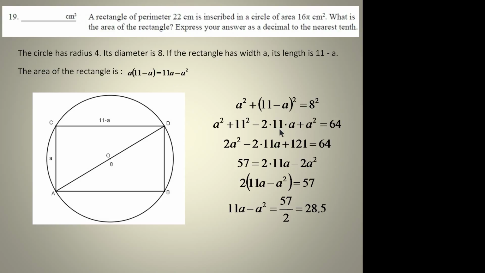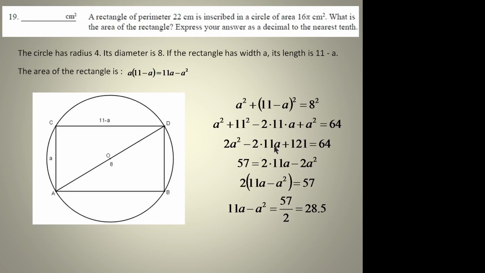So let's simplify it. Okay, a squared. You square this, as this is 11 squared minus 2 times 11 times a, then plus a squared. Remember that x minus y squared is x squared minus 2xy plus y squared. So it's 11 squared minus 2 times 11 times a, then plus a squared. That's 64. Combine like terms, you get 2a squared. 11 squared is 121. That's minus 22a equals 64.